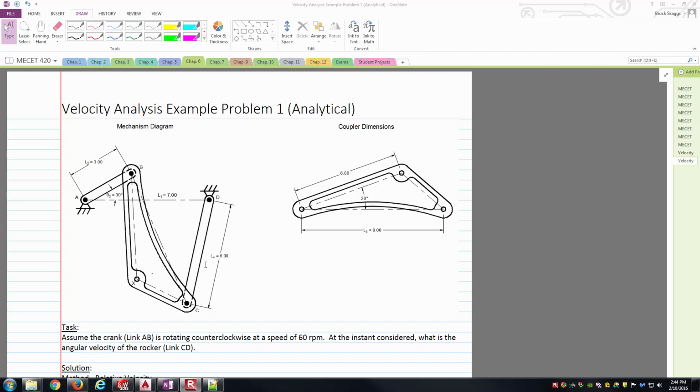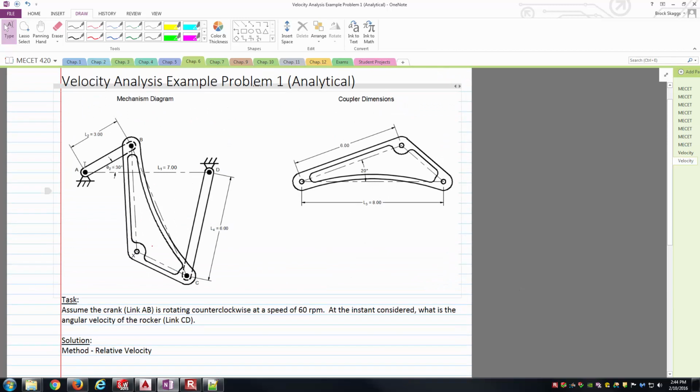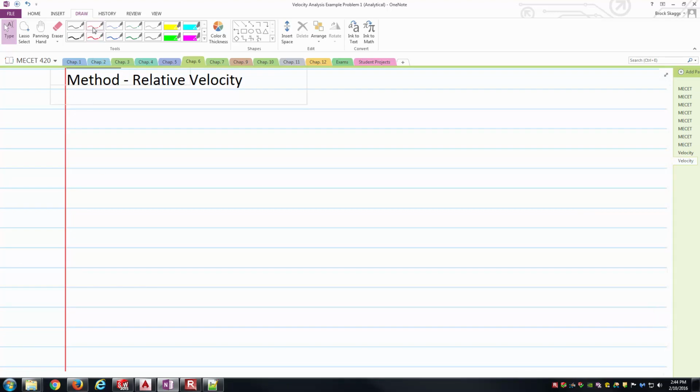There's a few different ways we could use to solve this. The way we'll look at is a method involving relative velocities, and we'll go for a largely analytical calculation. The first thing I'm going to do is make a very simplified version of this sketch down here so we can talk about some of the vectors that we'll be dealing with.